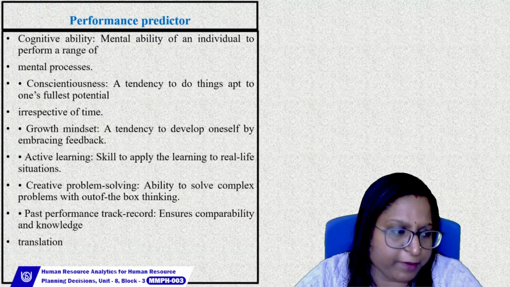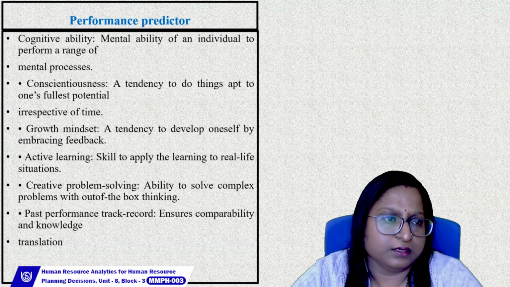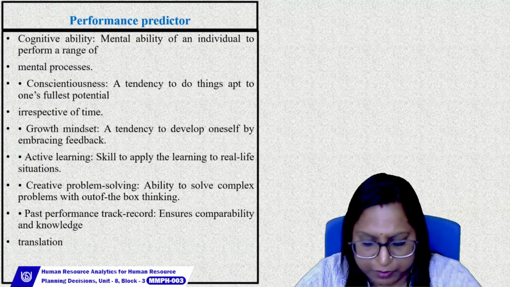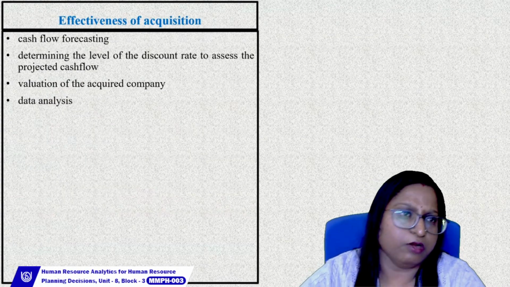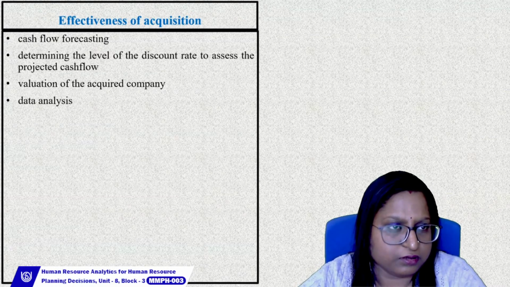One is cognitive ability, conscientiousness, growth mindset, active learning, creative problem solving, past performance track record. Now I'll be discussing the effectiveness of acquisition.